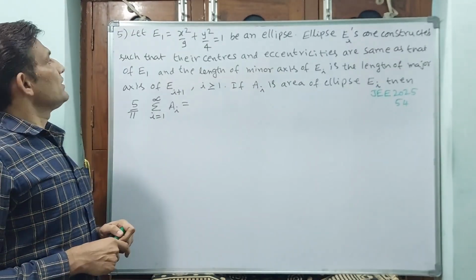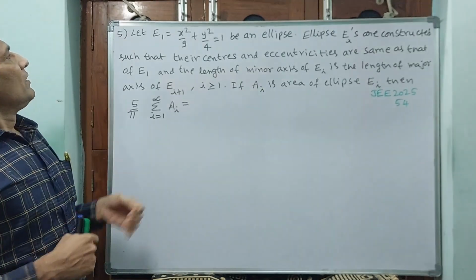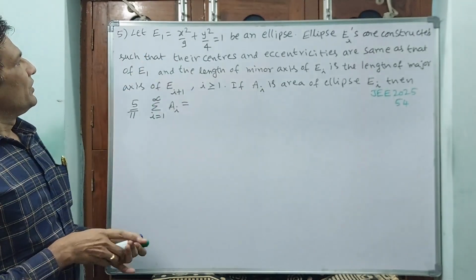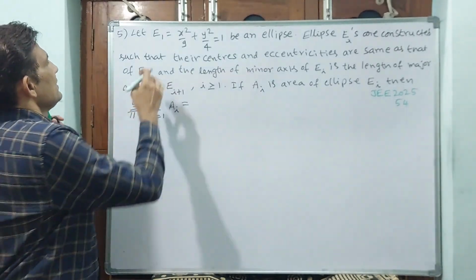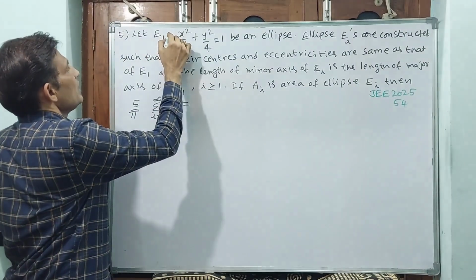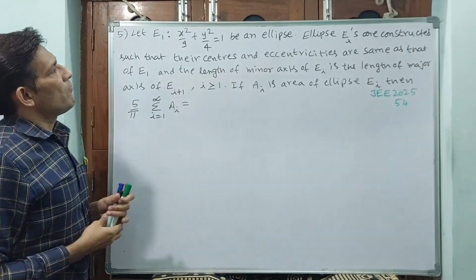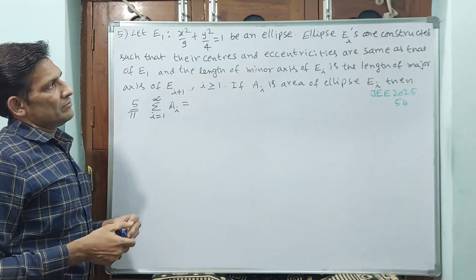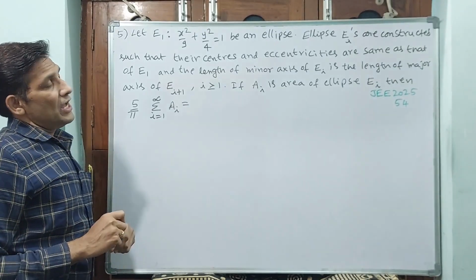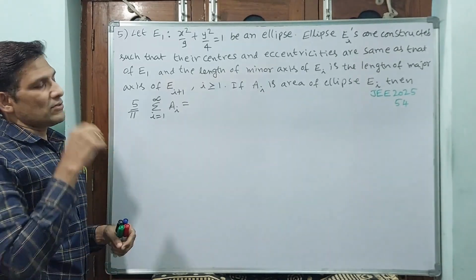Okay, let us see this question. This is a good question. Let E1 be an ellipse: x square by 9 plus y square by 4 is equal to 1. Ellipses Ei are constructed such that their centers and eccentricities are the same.